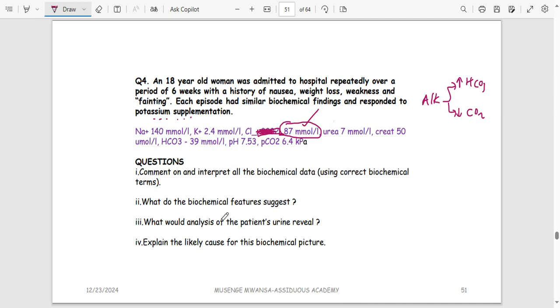What would analysis of the patient's urine reveal? We have said this is metabolic alkalosis caused by vomiting. And we just said that when vomiting is a cause, when you look at urine, there's going to be low chloride in urine. That's what we had mentioned as a diagnostic feature. Low chloride in urine, less than 5 millimole per liter. That is telling us the problem is vomiting. Explain the likely cause for this biochemical picture. As we have said already, vomiting would be the cause.